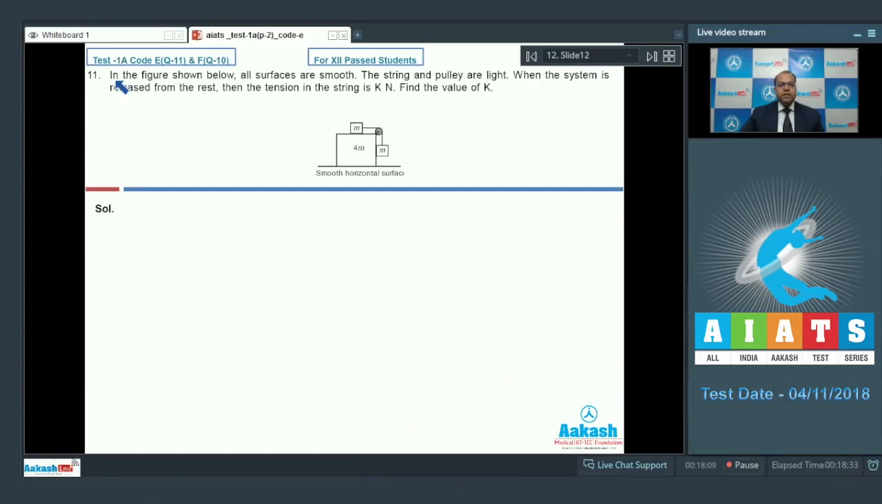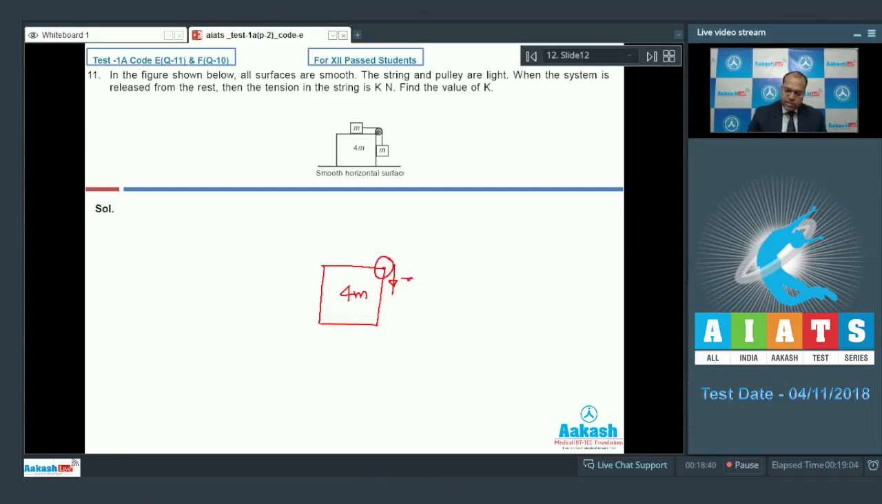In question number 11, in the figure shown below, all surfaces are smooth. The string and pulley are light. If the system is released from rest, then the tension in the string is k Newton. Find the value of k, and it is given in the question the value of m is 18 kg. So if I draw the free body diagram, then this is my 4m wedge, and this is the pulley which is attached to this wedge.